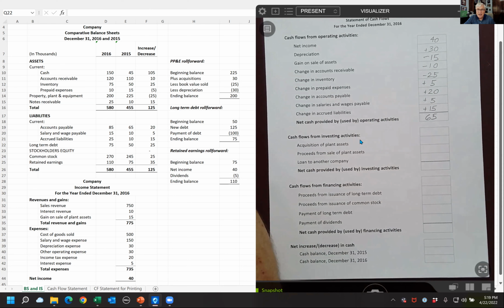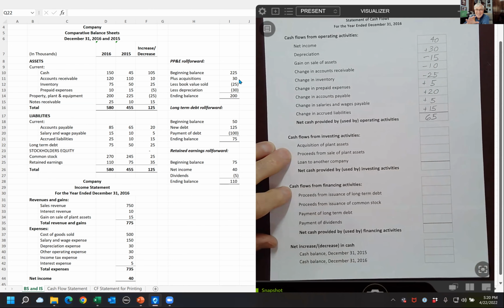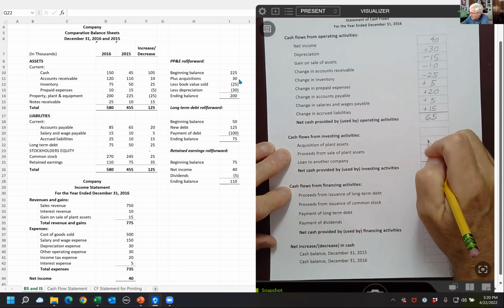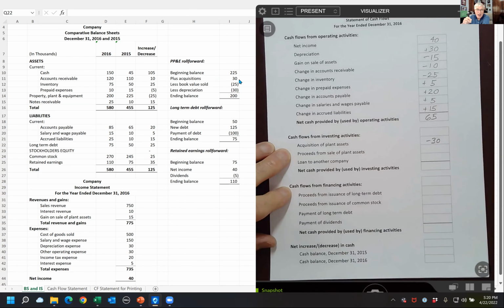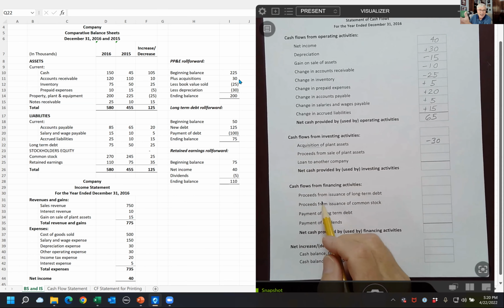Let's go do investing. And this is all around buying and selling long-term assets. So we acquired some assets. So let's go see acquisitions plus 30. Again, remember, assets go in the wrong direction. So that was a plus 30. This becomes a minus 30. And you can think of it that way, formulaically, because that's how I set you up to do this. But you know, if we acquired assets, plant assets, that means property, plant, equipment, it took cash to do that. So we paid cash for that, right? So it makes sense as well.